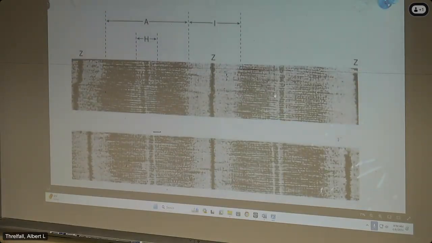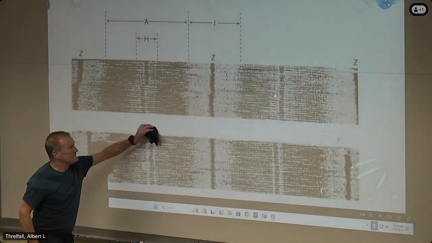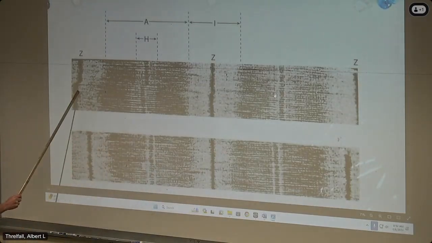Start here where you can see the labels. So get your bearings. We have 2 Z lines. So that's a sarcomere from here to here.